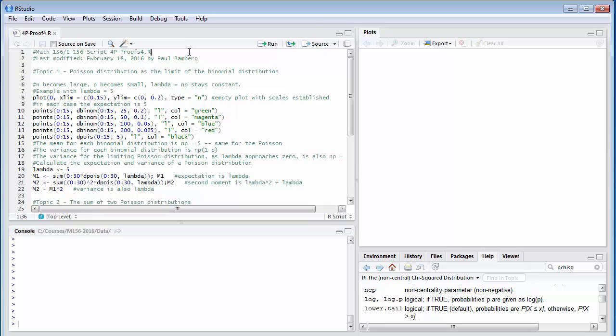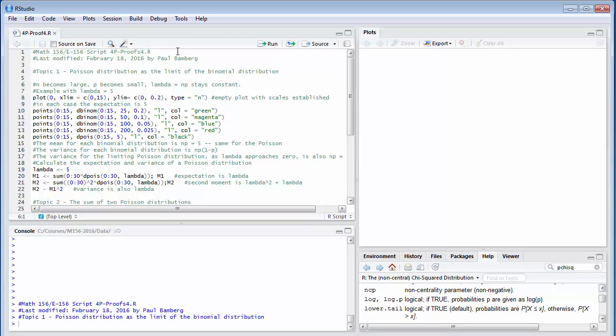Hi, it's Paul. Here's some R scripts to back up the content of the 3 proofs of the week for week 4, which involve Poisson distributions. Of course, these don't really add anything. They just show the results that are proved to be true in general.